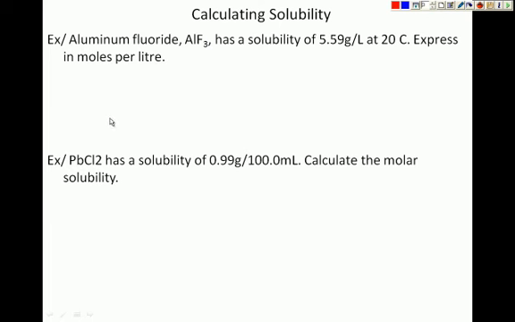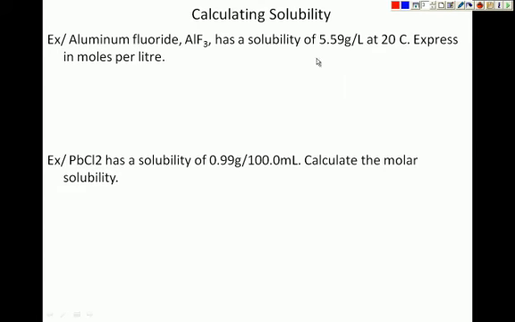Okay, today we're going to be learning how to calculate solubility. And as we remember from the last lesson, solubility is the maximum amount of solute that can dissolve in a given amount of solvent. In other words, an equilibrium is formed with the solid of a solute and the dissolved solutes.